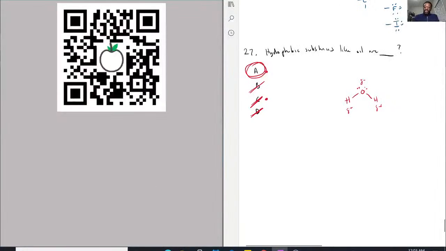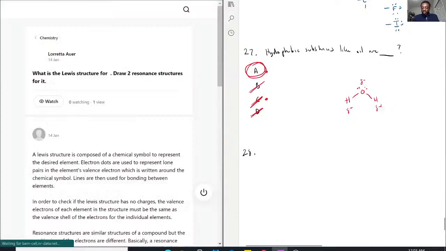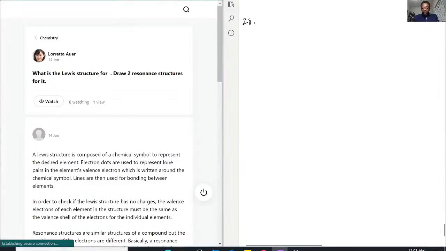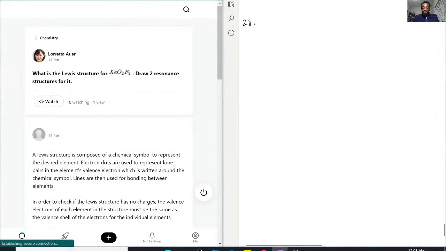So let's move on to question number 28 now. What is the Lewis structure for xenon dioxide difluoride? Something like that. Pretty sure the name is wrong. XeO2F2. And then we want two resonance structures for it. So after we draw it, I think it's asking maybe for two more, which I do not mind doing at all. So with that being said, first things first, let's finish writing the question.